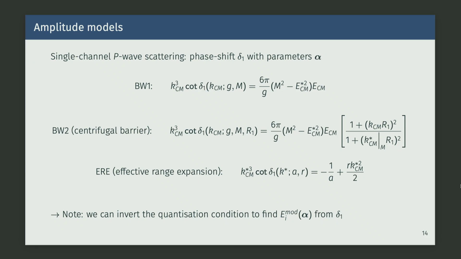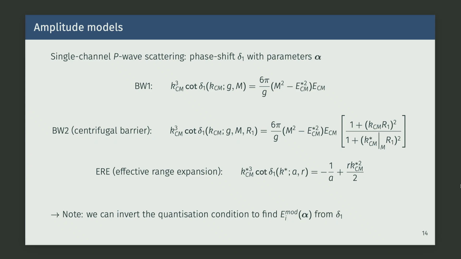And of course, we choose some amplitude models, which are probably the most common for resonances. So the vanilla Breit-Wigner, probably the one everyone sees, and there is one corrected with the centrifugal barrier term, which you can also use. We also use the classical effective range expansion for P wave.